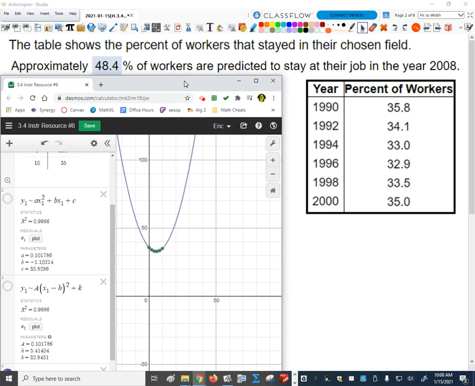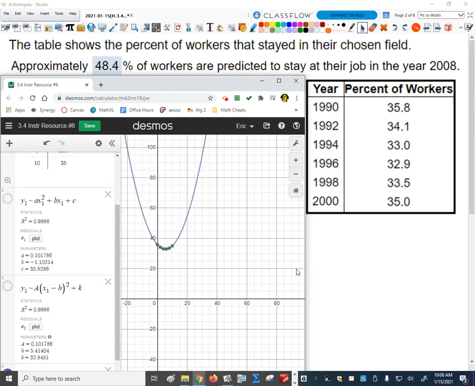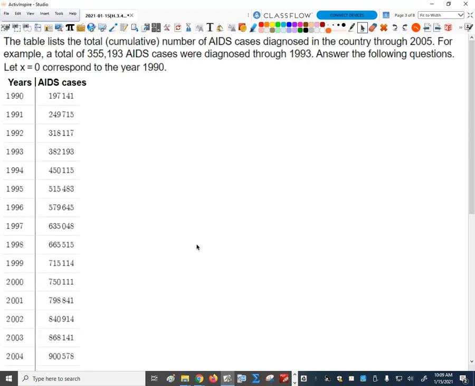I mean, regression always gives you the same answer. That's the beautiful thing about it. It doesn't vary at all. It's based on a statistical algorithm that always yields the same results. Okay, so then let's look at maybe one more quick example of this. The table lists the cumulative number of AIDS cases diagnosed in a country through 2005, starting in 1990. As an example, in 1993, yeah, see, look, my numbers don't match up. So that's why I've just got a different table than I do a question here.